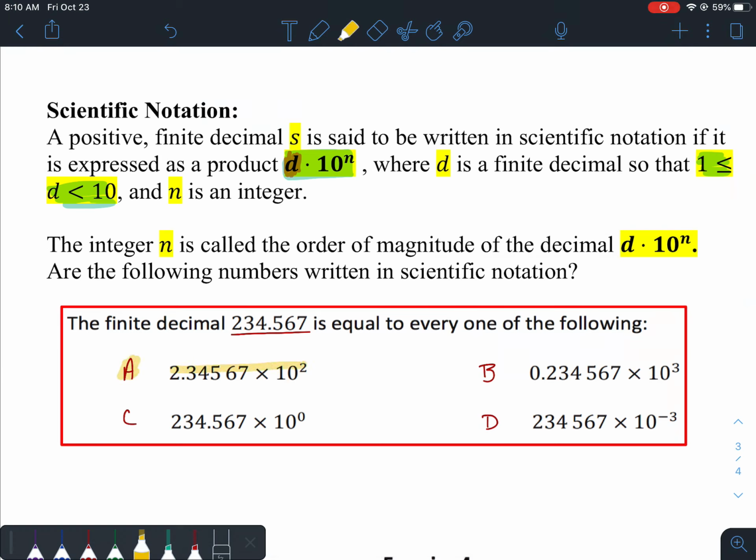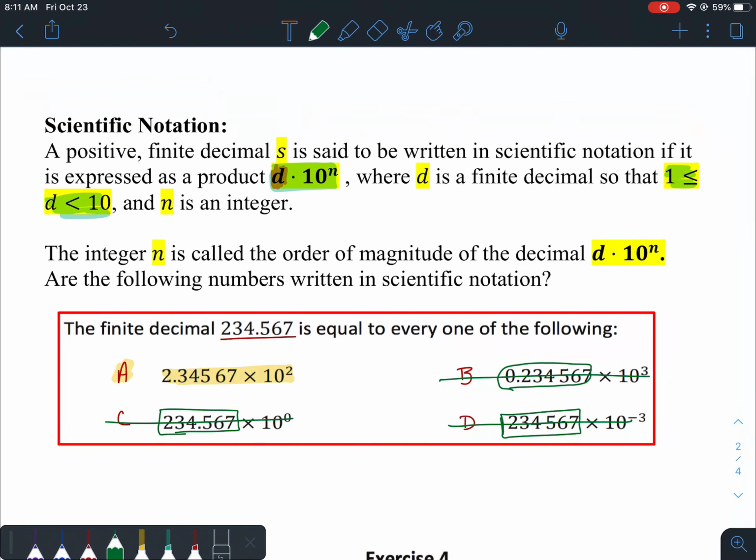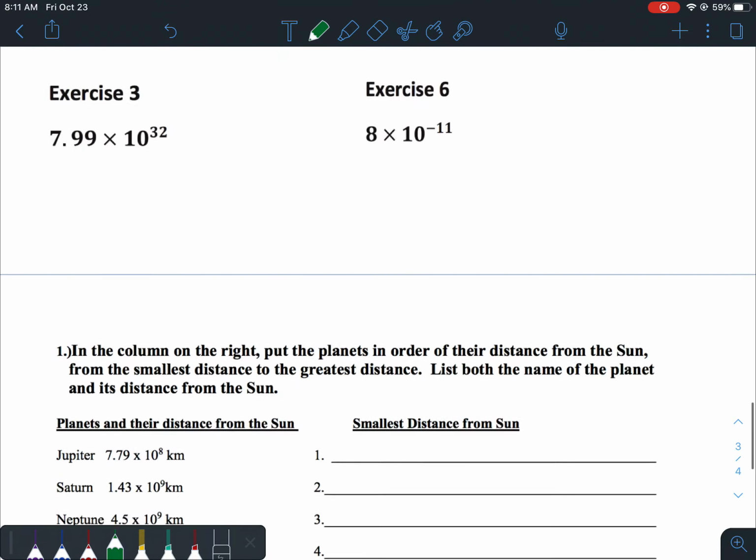Yeah, it's A. Let's go through why it's not the others. It can't be B because 0.23456 is not a number between 1 and 10. Nope. C, for the same reason, 8.567 is not in between 1 and 10. And lastly, D, the same reason, that is not between 1 and 10. A is our answer.